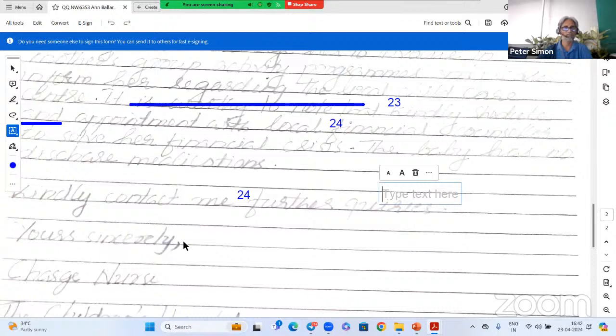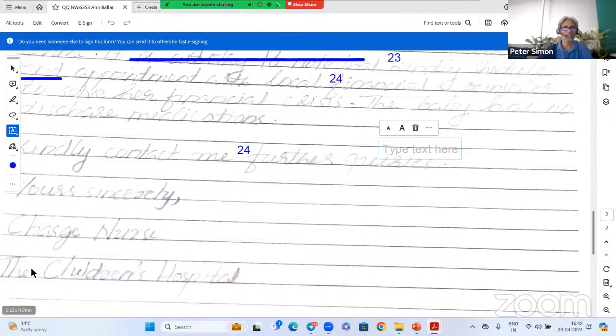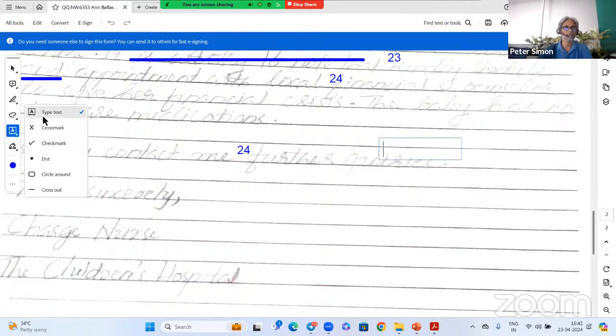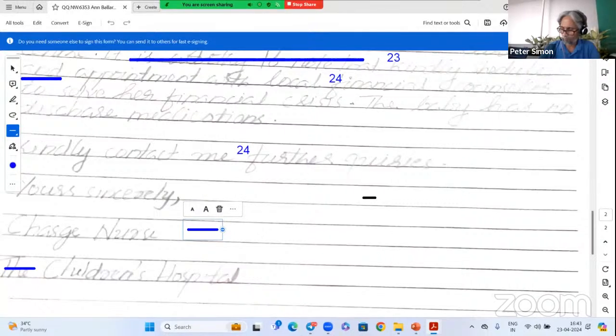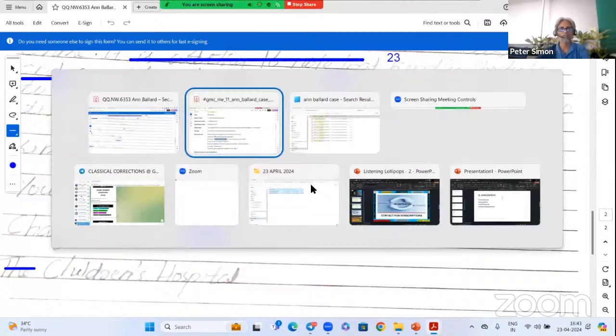Yours sincerely, Charge Nurse, Children's Hospital. So the is not needed, no problem. You can exclude the charge nurse. Leave 2 lines after yours sincerely. The Children's Hospital.